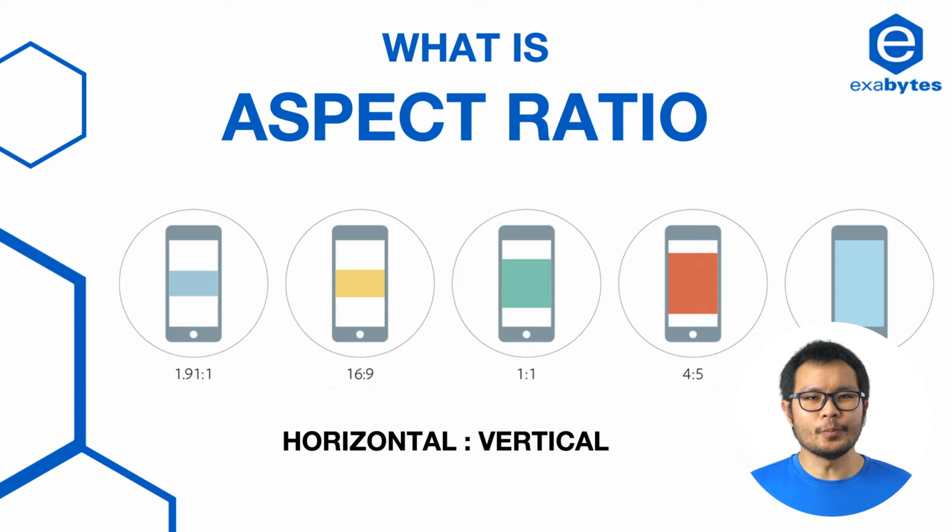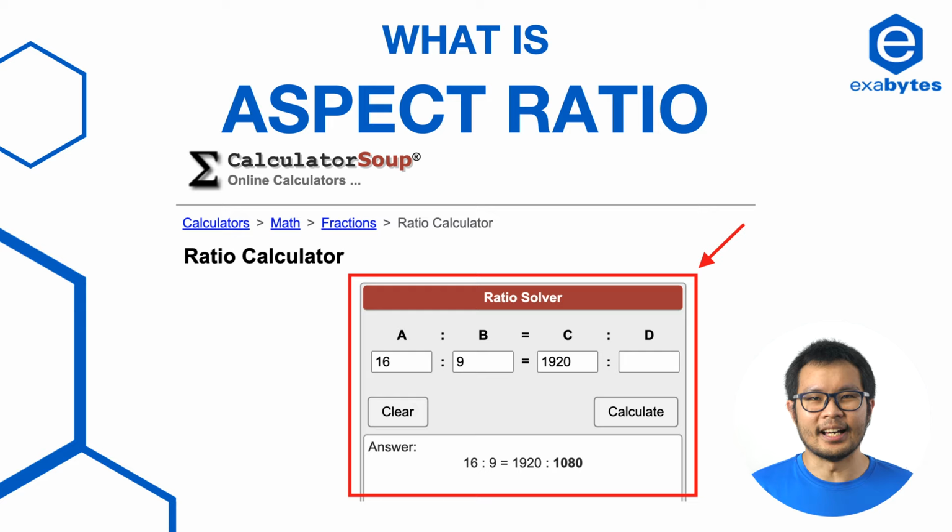Every social media platform will react differently when you upload different numbers of images and orientation. In short, the aspect ratio is the ratio of its horizontal to its vertical value. After watching this video, you can find the optimum resolution by using the aspect ratio calculator tool online.